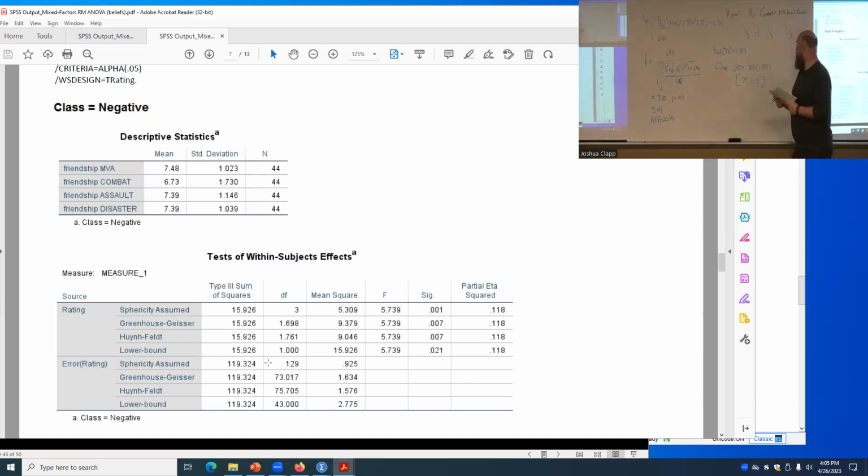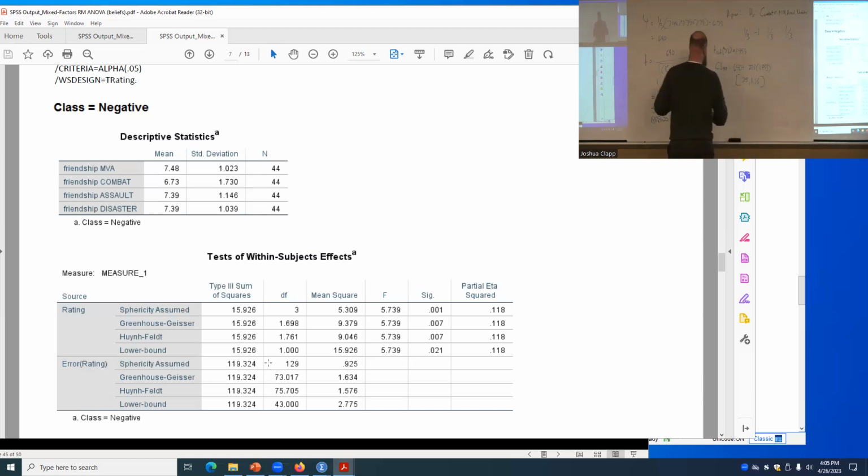The last thing I can do is calculate an effect size. So I want to calculate average variance. I can just average across this because it's all within, so I can stack these up. I look at my standard deviations and square them: 1.023 squared plus 1.730 squared plus 1.46 squared plus 1.039 squared, all over the 4.